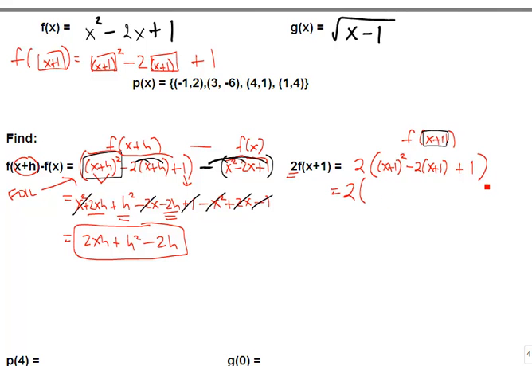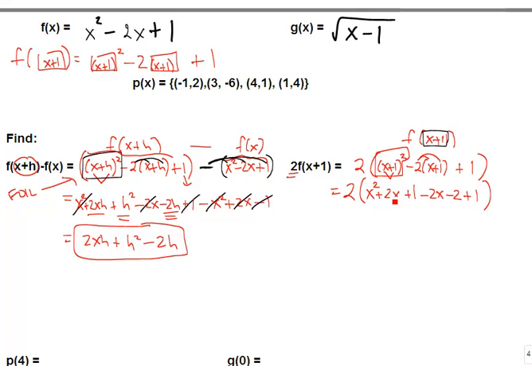Leave the 2 out front for now, and to clean this up, we're going to want to do this squaring first. So using our FOIL, x squared becomes x squared, 1 squared is 1, and the middle term will be x times 1 doubled, so that's just going to be a 2x, and it's positive because my sign was positive. So that's the square. Now I'm going to distribute my negative 2 across, so we'll get minus 2x minus 2, and then the plus 1 on the end just stays put.